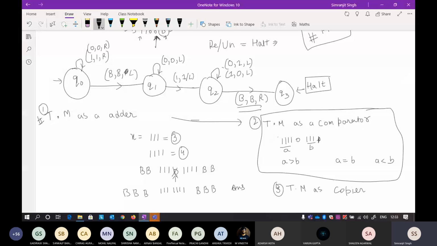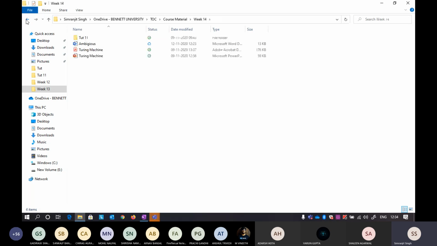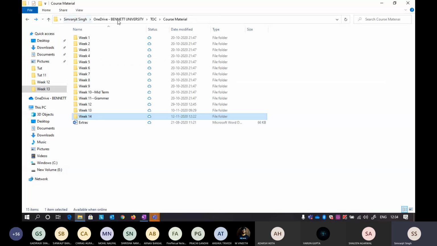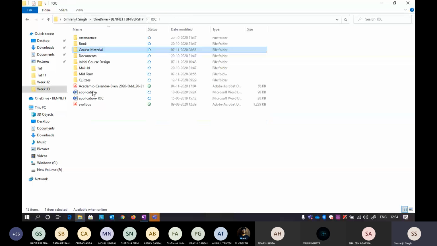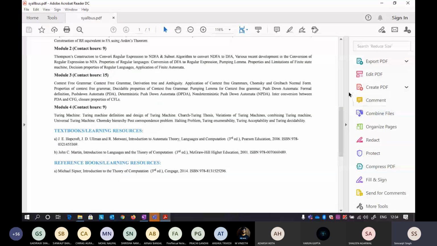Okay, so now there is one concept that is remaining. Let me show you the syllabus, which part is remaining and which part is covered. I think we have enough time that we can cover almost all the syllabus. All the things are covered, right?